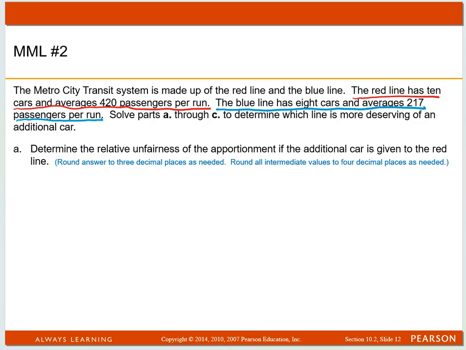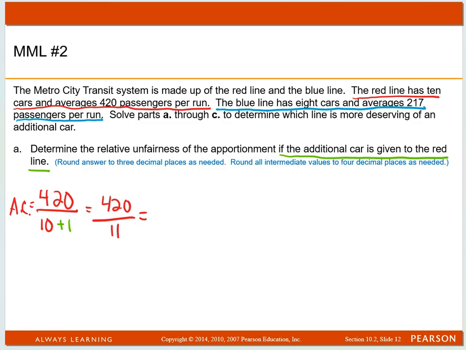All right, so A says, determine the relative unfairness of the apportionment if the additional car, I'll use green for this, is given to the red line. Right now the red line has 420 passengers, divided by their current number of cars, which is 10, but we want to give them an additional one. Remember, this would be their average constituency. You take the number of passengers and divide it by 11.